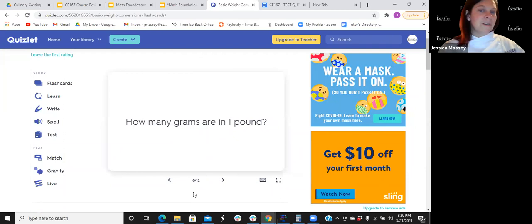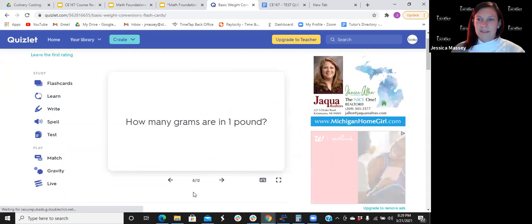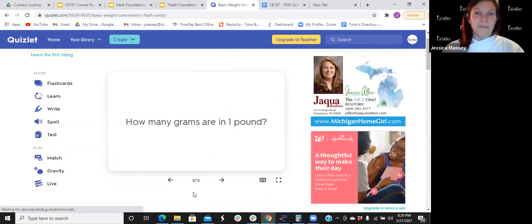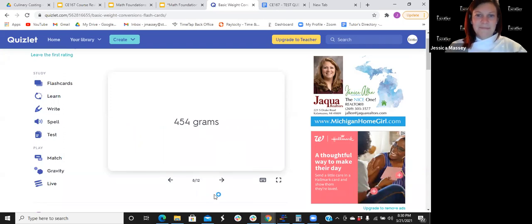How many grams are in 1 pound? This one is the most common. This one will be ingrained in your brain at some point. At some point, you won't even have to think about this. 454, or no? Yeah, it is. Nice job.